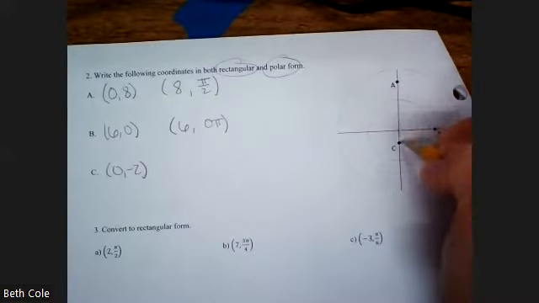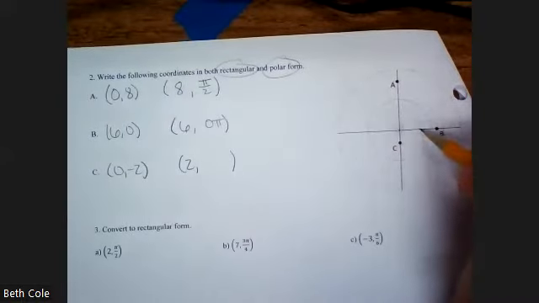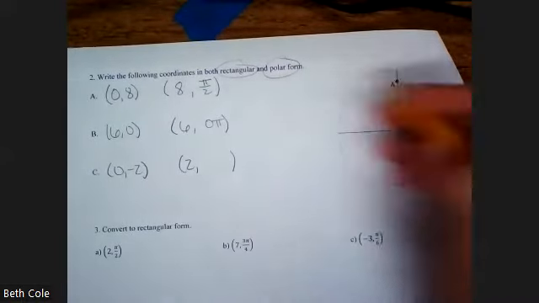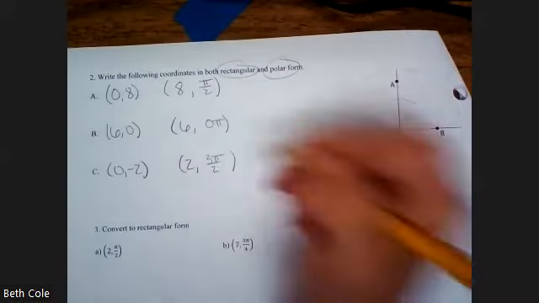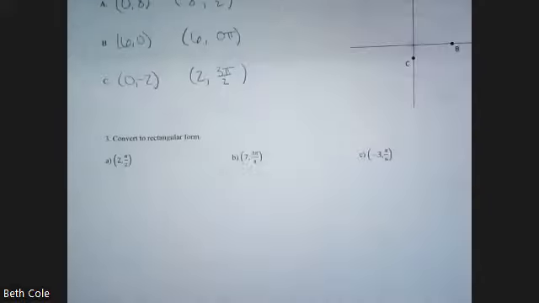And then for C, we're 2 units away. So 2, and then how far did we rotate to get down there to C? 3 pi over 2. Perfect. Those aren't bad either. All right, these are your conversions. I still have them written on the board, but those will be gone next week, okay?